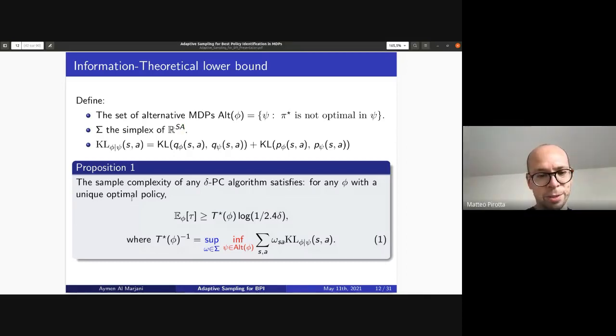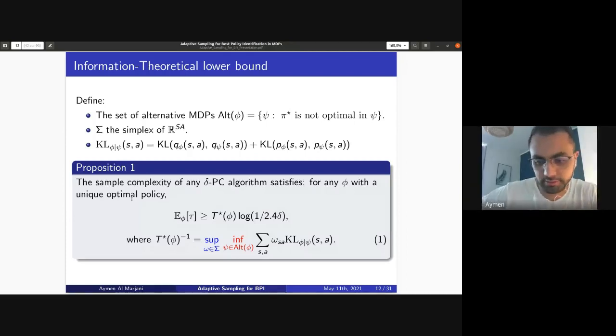Right. Sorry, I missed the part about the assumption of having a generative model. Yeah, sure. No worries.